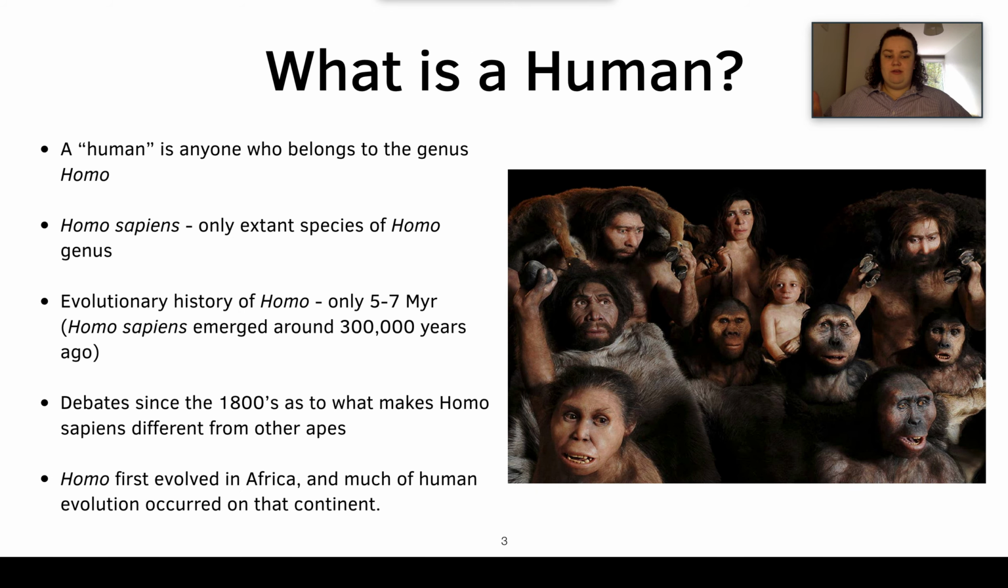What is a human? You could probably all answer this question, but a human is anything or anyone that belongs to the genus Homo. Homo sapiens, which is us, are the only extant species of the genus. The evolutionary history of the genus Homo is around 5 to 7 million years old, which is really, really recent in terms of geological time. And Homo sapiens only emerged around 300,000 years ago, which is absolutely crazy to think, that our evolutionary history has been so rapid almost. There have been many debates ever since the 1800s as to what makes Homo sapiens different to other apes. What we do know is that the genus first evolved in Africa, and much of human evolution occurred on that continent.